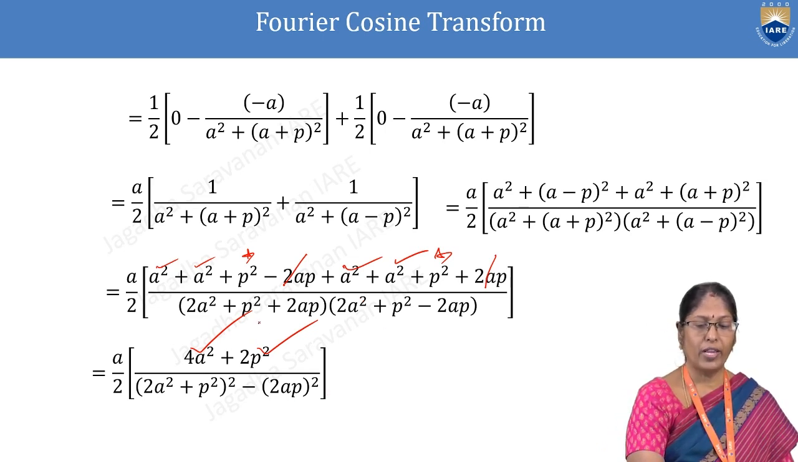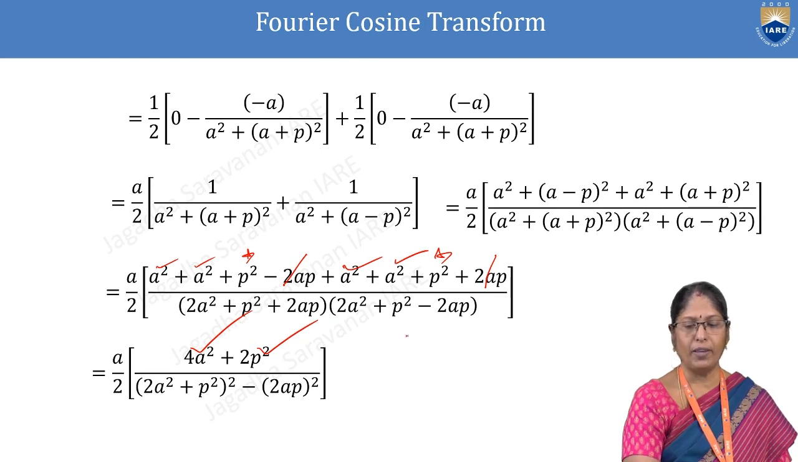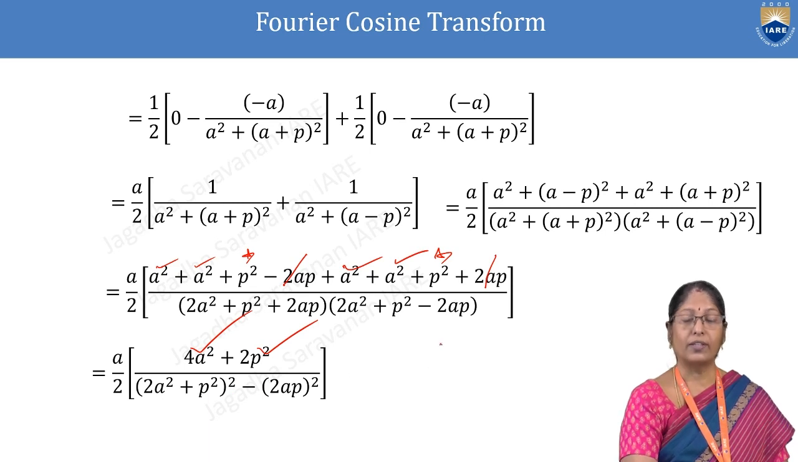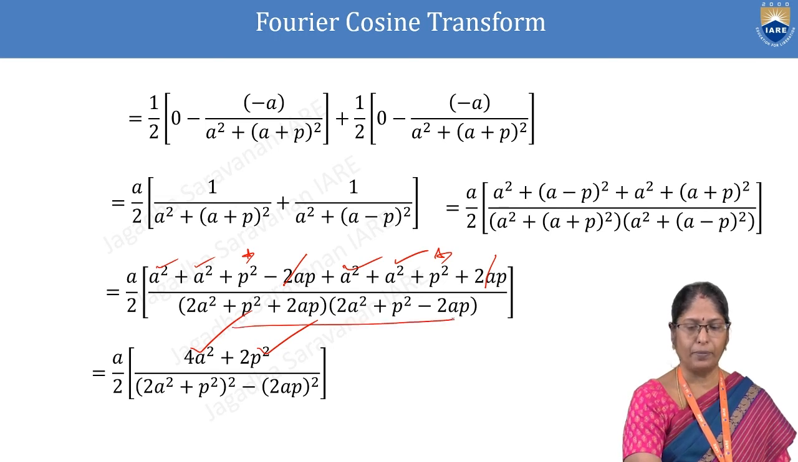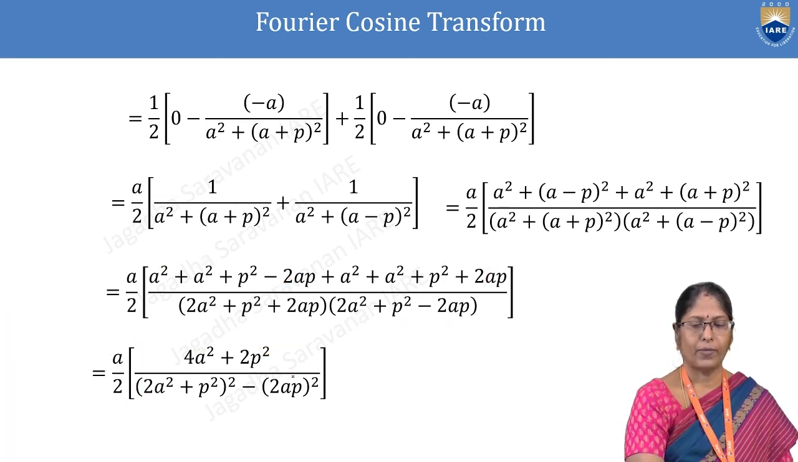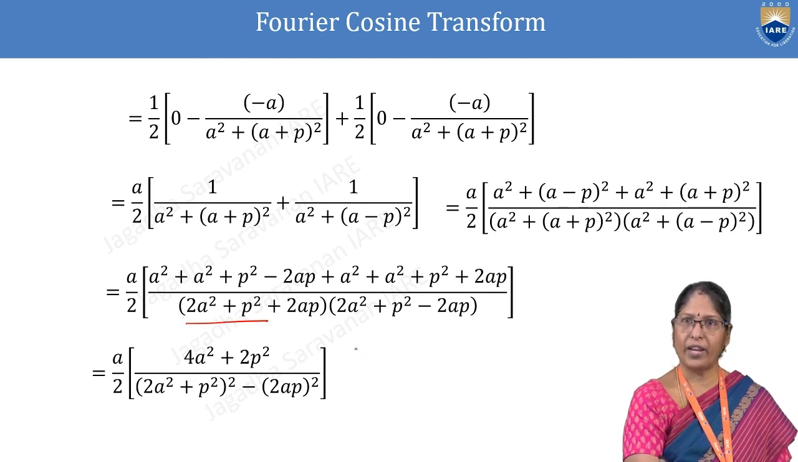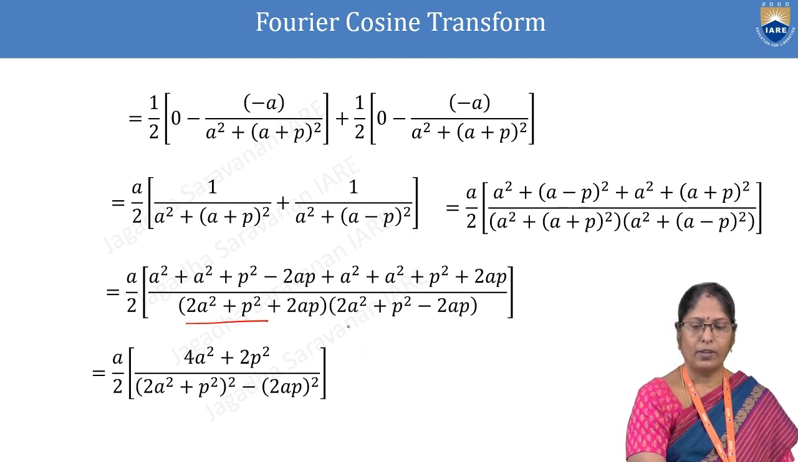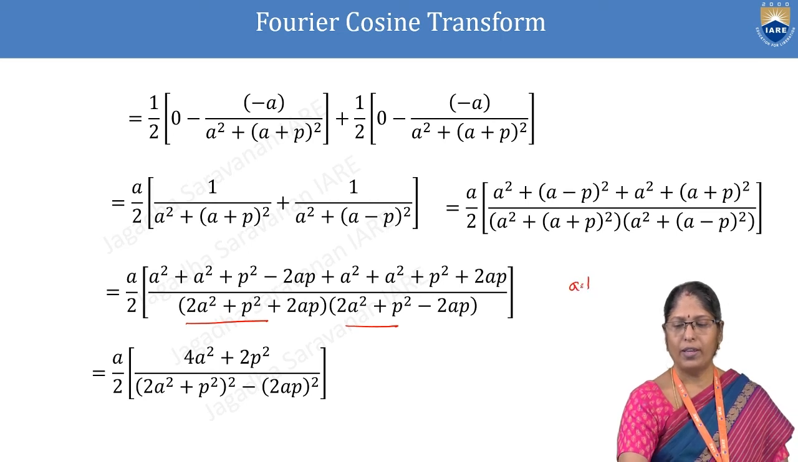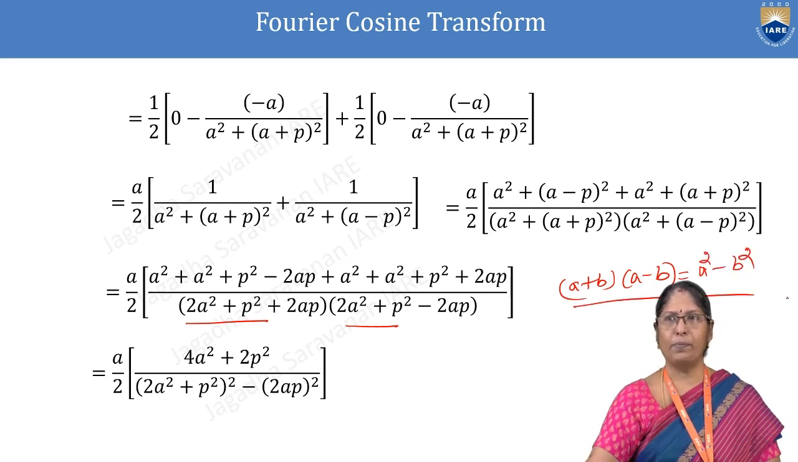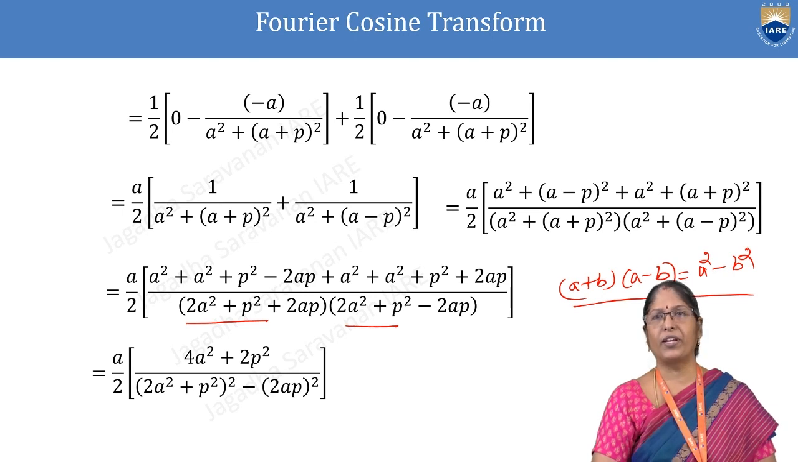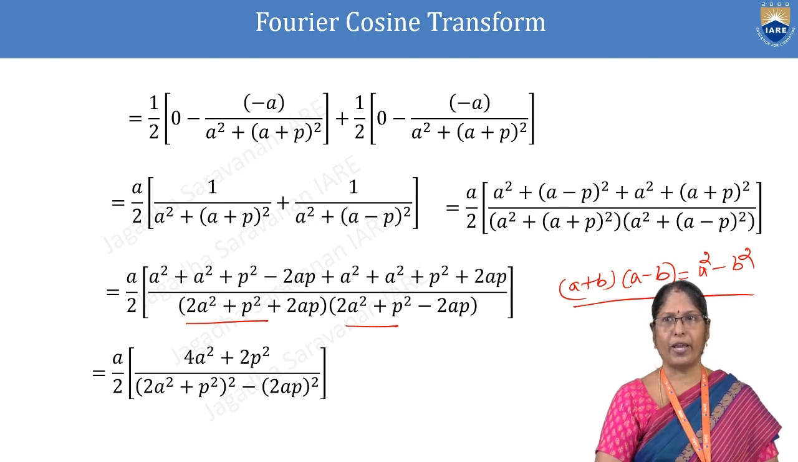The down part, this we know. This is 2a square plus p square plus 2ap, that is, we wrote it as 2a square plus p square the whole square. Here we did the simplification. What simplification is done here? This part we have taken as one term. Both are same. We know the formula: a plus b into a minus b can be written as a square minus b square. It is a basic algebraic formula we studied in lower classes, and we applied it here.